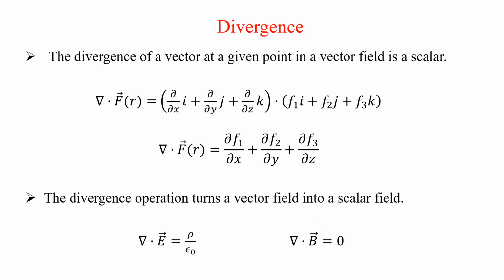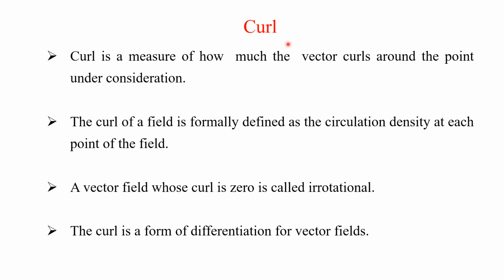Then we will go on to the curl. Now we will see what curl is. Curl is a measure of how much the vector curls around the point under consideration. I can give you a simple example. If you throw a stone in a pond, water will curl. You might have seen it. The curl of the field is formally defined as the circulation density at each point of the field, how much it circulates. So we are going to see many examples of this curl in our course.